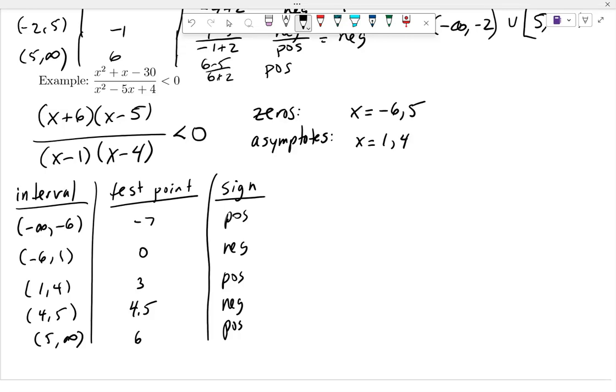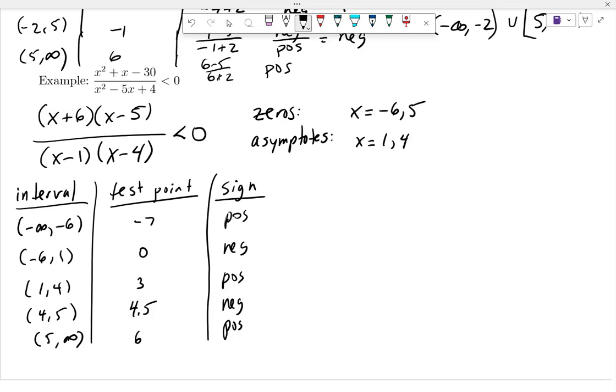Let's go ahead and chat about it, just because of more time than anything. Did everybody get the top and bottom factored like that? We okay with the factoring? Are we okay with the zeros and the asymptotes? Those parts okay?